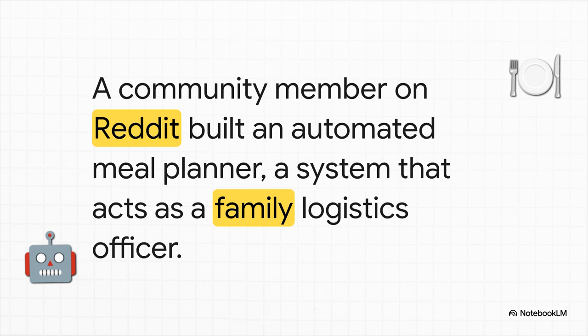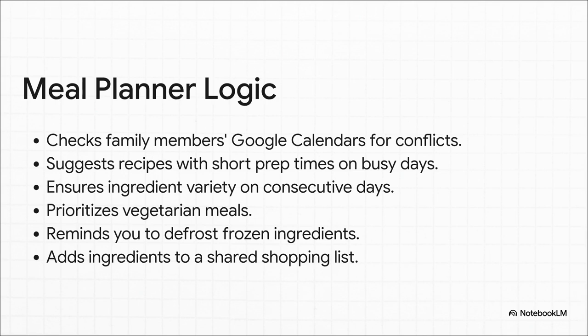It's amazing. I mean, just look at this logic. This isn't a simple if this happens, then do that. This is orchestration. It's a whole system that's looking at calendars, suggesting different recipes on busy days, making sure you don't eat pasta 3 nights in a row. This is what becomes possible when you move past the basics.